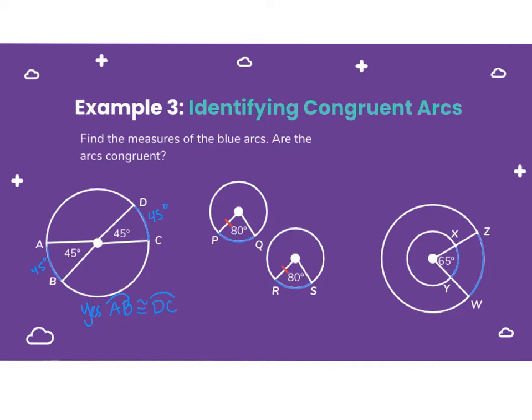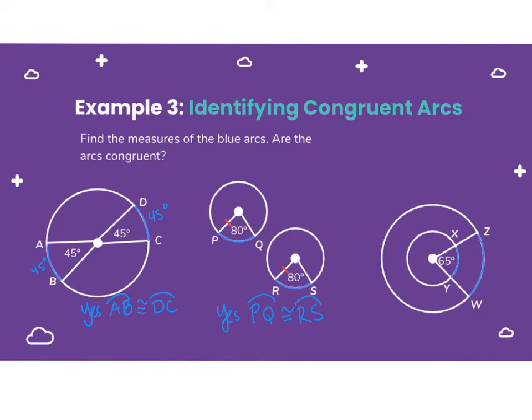Now let's take a look at the next one. Notice that we have two separate circles, but both circles have a central angle of 80, and those arcs are also 80 degrees. So we can say yes, PQ is congruent to RS. And notice I use my arc notation.